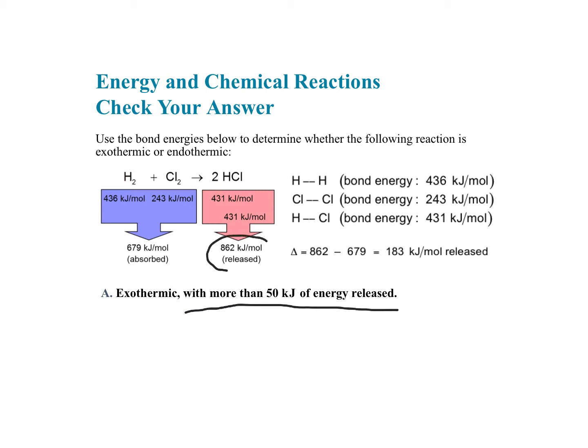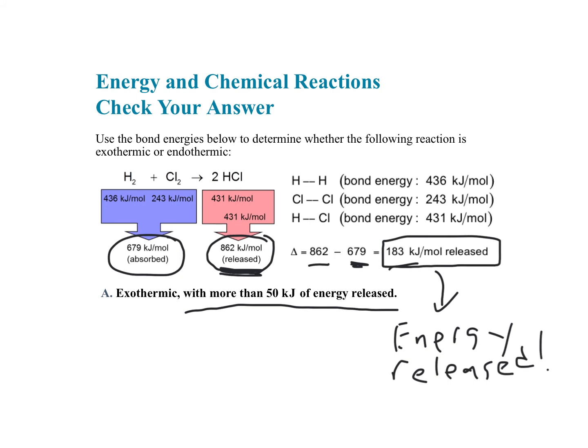We know that this is 862 kilojoules per mole on the right-hand side. We compare that to 679. We know that the excess is going to be on the right-hand side, and the difference is just 862 minus 679, and that leaves us with 183 kilojoules per mole. That's the amount of energy released. And of course, 183 is bigger than 50. If the answer had been 22 or something smaller than 50, then the answer would have been one of the other options. But clearly, this is an exothermic reaction with energy being released in excess of 50 kilojoules. So that is all you need to know to answer the question.